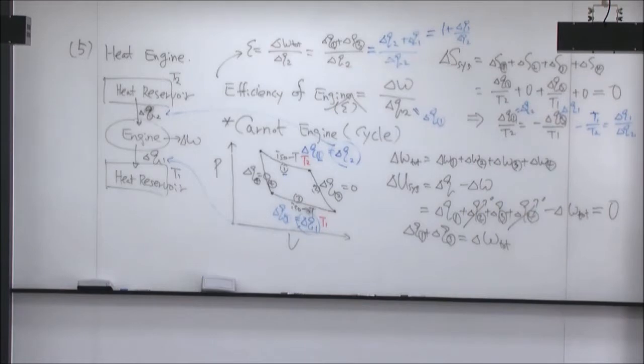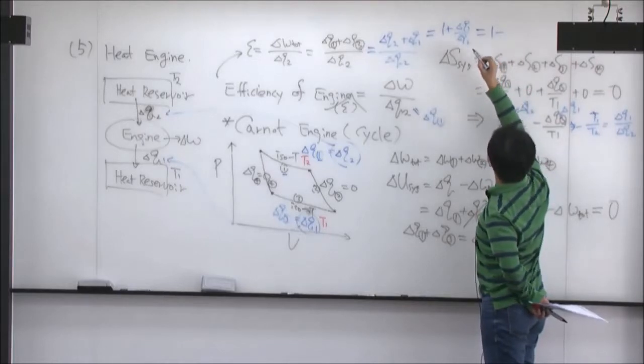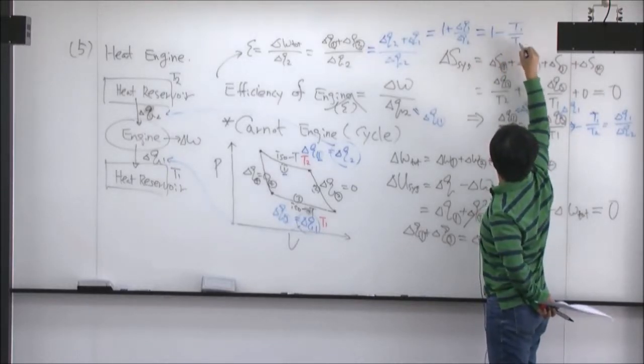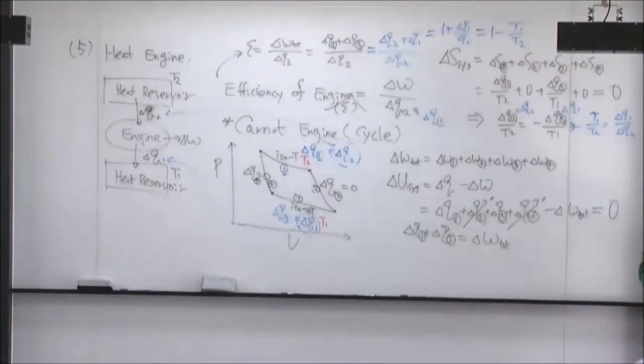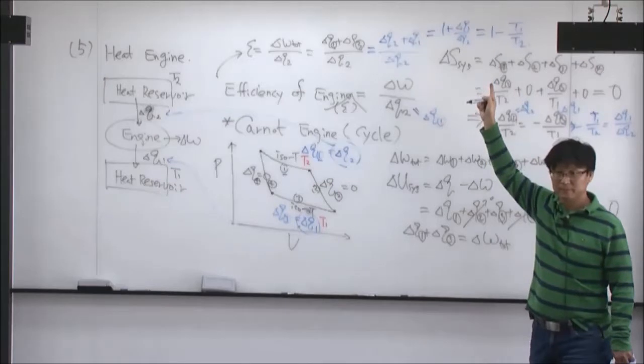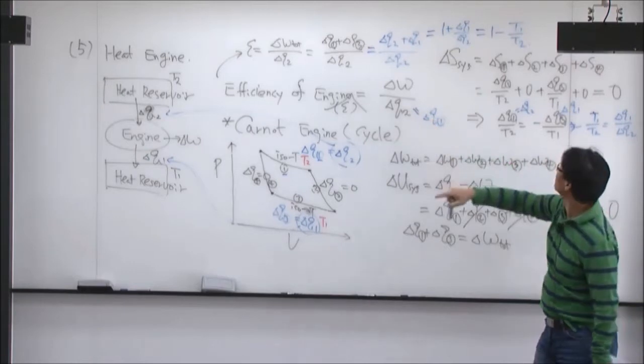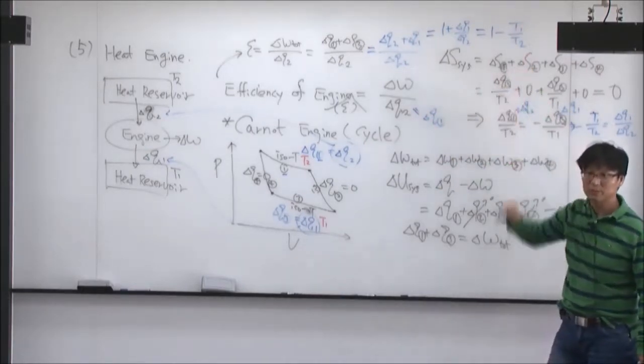I want to derive this relationship here. So delta Q1 over delta Q2, delta Q1 over delta Q2. This basically becomes 1 minus T1 over T2. Is this okay? So this is the theoretical efficiency of the engine. Epsilon, the engine efficiency, is 1 minus T1 over T2.